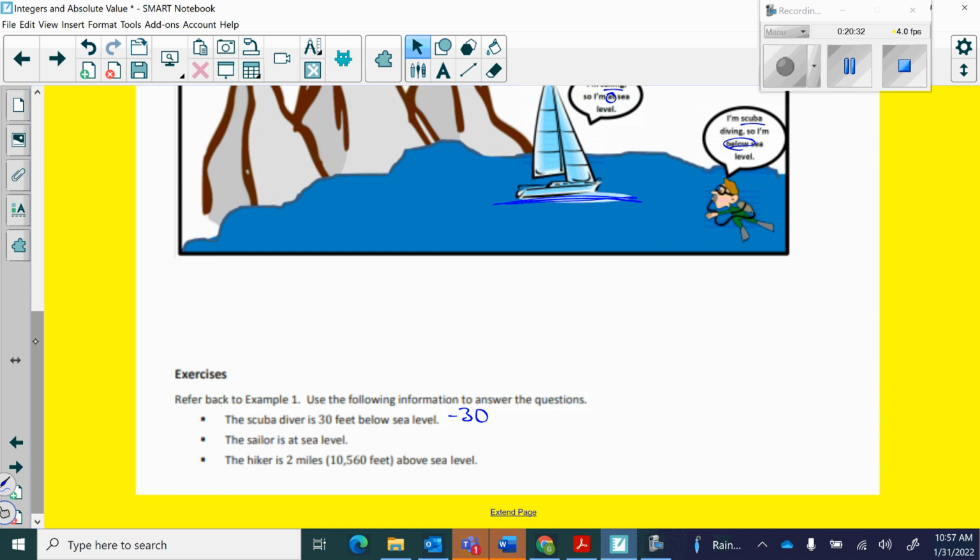The sailor is at sea level. What integer would I use for that?